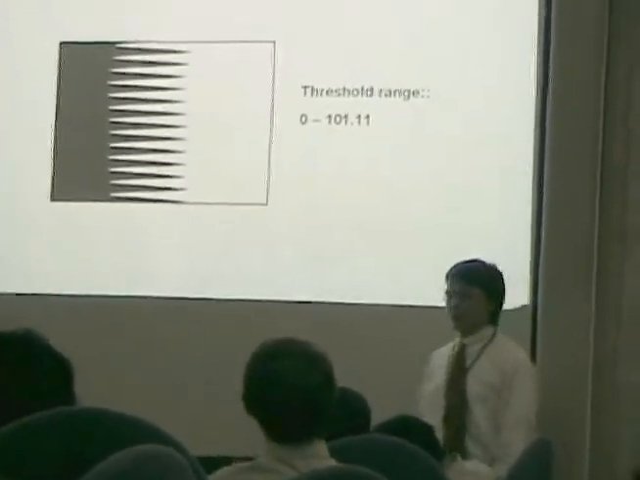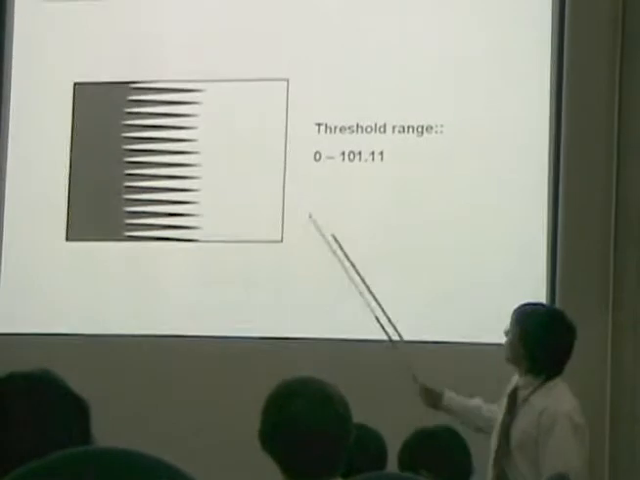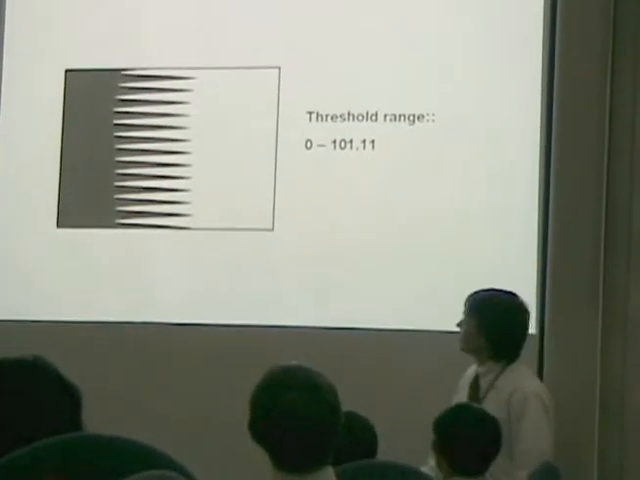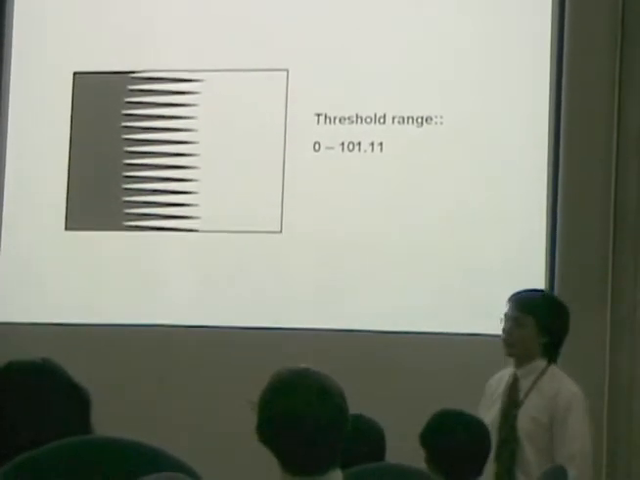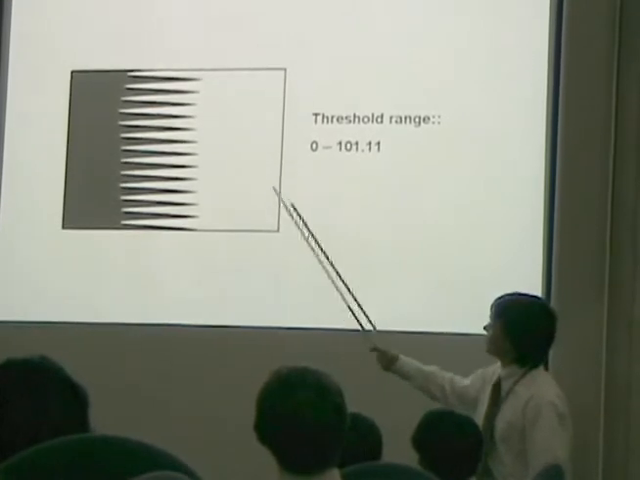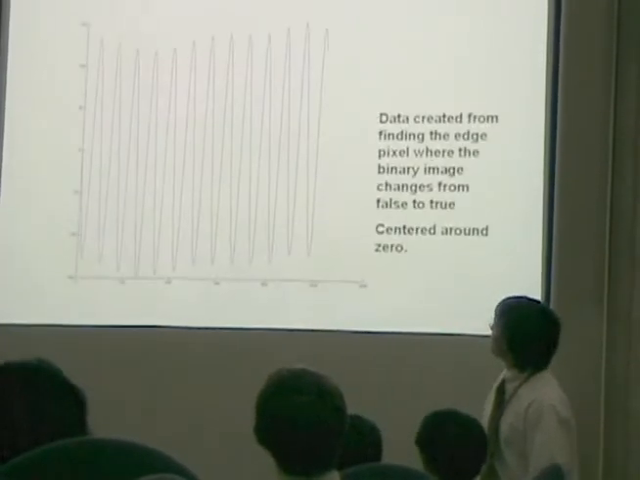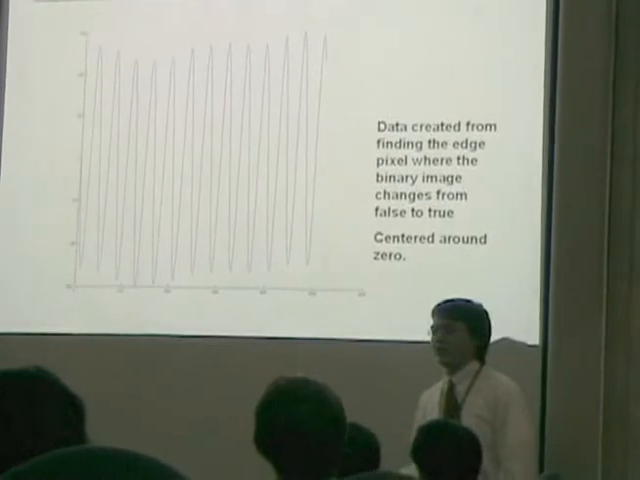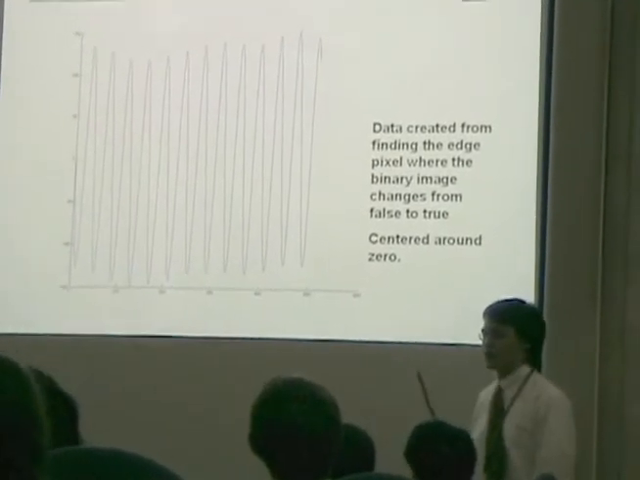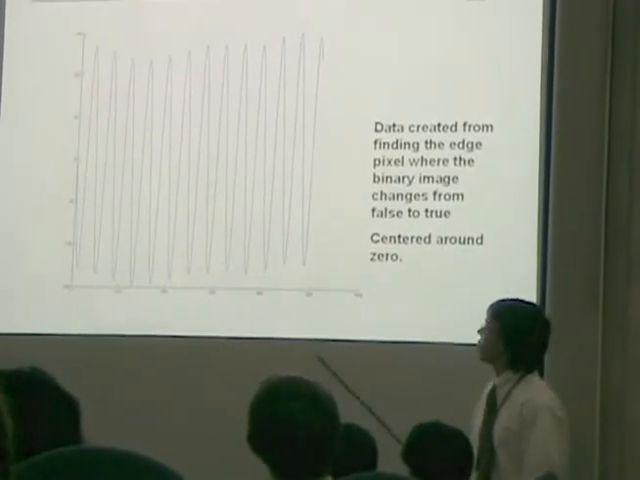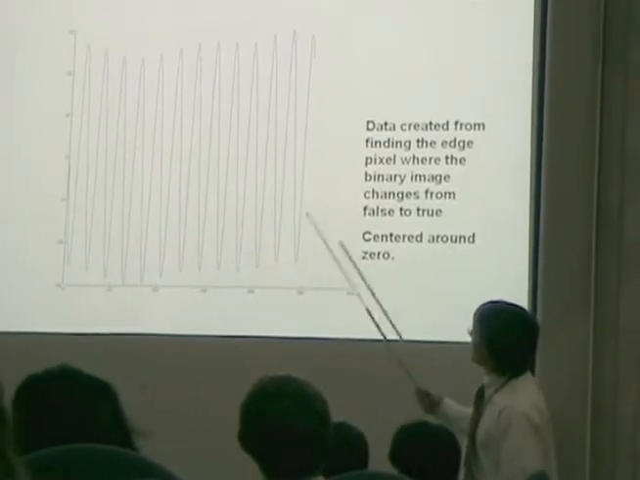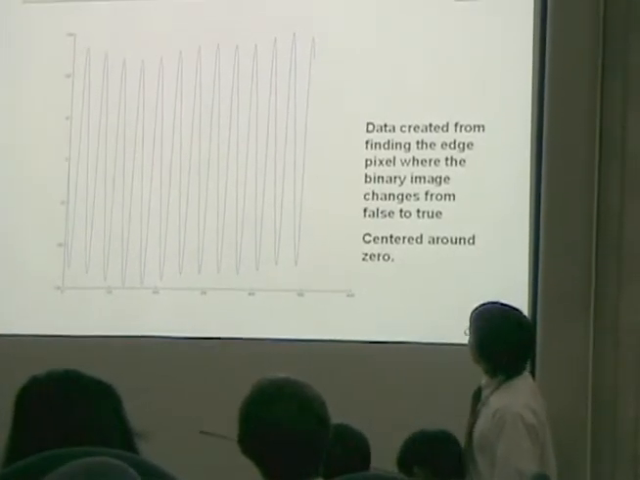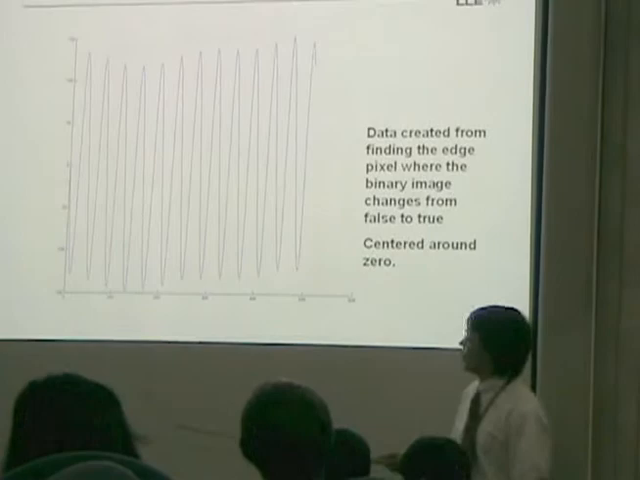So of the values of 0 to 255 in this image, I took only values that go from 0 to 101.11 and said that those values are true and everything else is false, which creates this black and white image. Then, using an edge pixel finding routine, I find in each line where it switches from false background to the true foreground and plot that as a data point, which forms this graph. And then I centered it around the 0 point to show the oscillation.